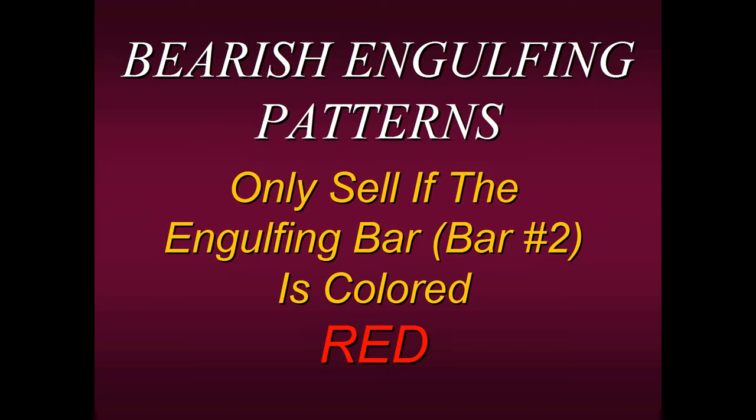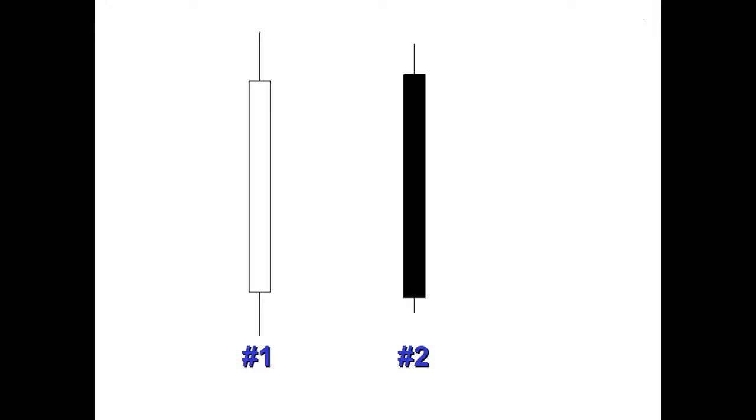So let's give you a brief refresher course on a bearish engulfing pattern. It's once again a two-bar pattern, but in this case, bar number one is usually up from open to close, and bar number two is down from open to close. So it gets its name from the open to close range of bar number two engulfing the open to close range of bar number one.